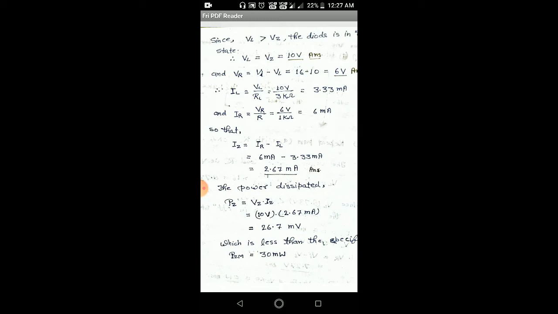So the current that passes through the Zener diode, IZ equal to IR minus IL. So 6 milliampere minus 3.33 milliampere, that will be 2.67 milliampere. So the power dissipated, Pz equal to Vz into Iz. So put the value of Vz and Iz, and we find the Pz equal to 26.7 milliwatt, which is less than the specified PZM 30 milliwatt that is given in the circuit.